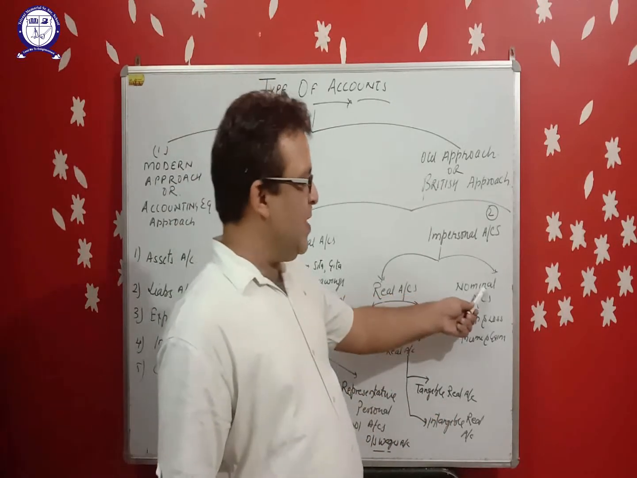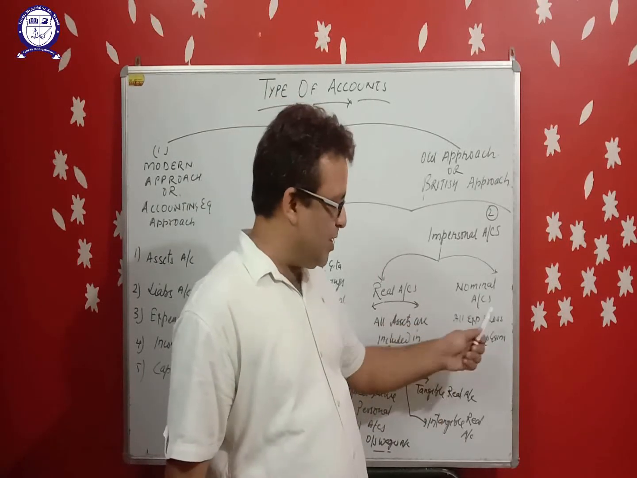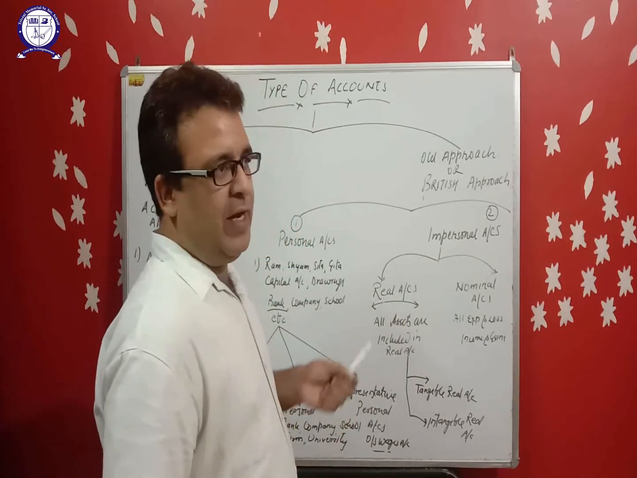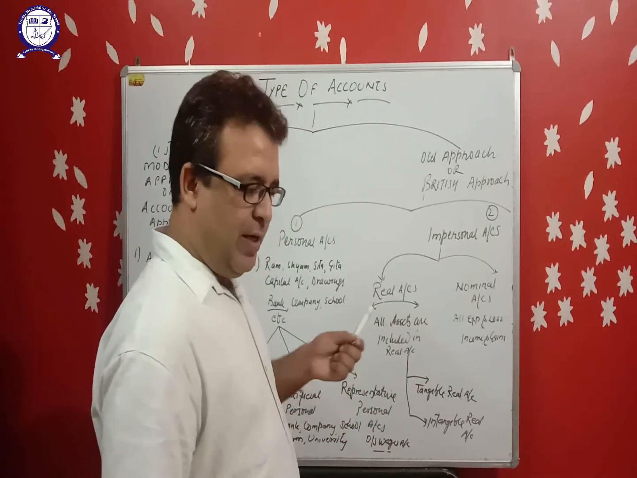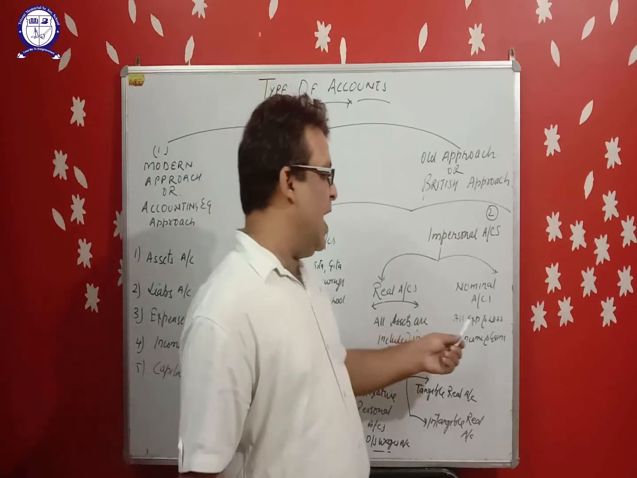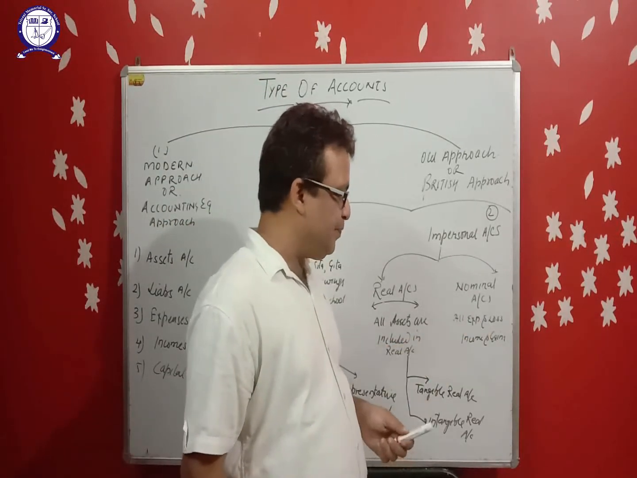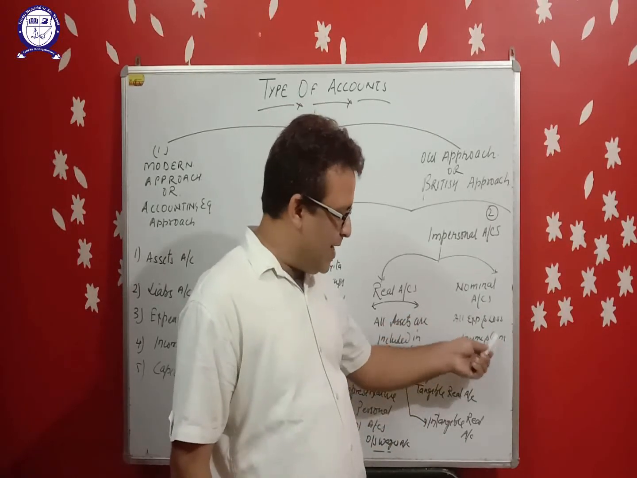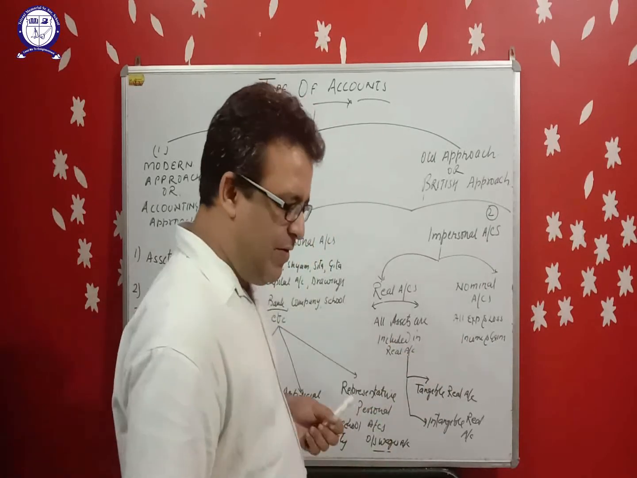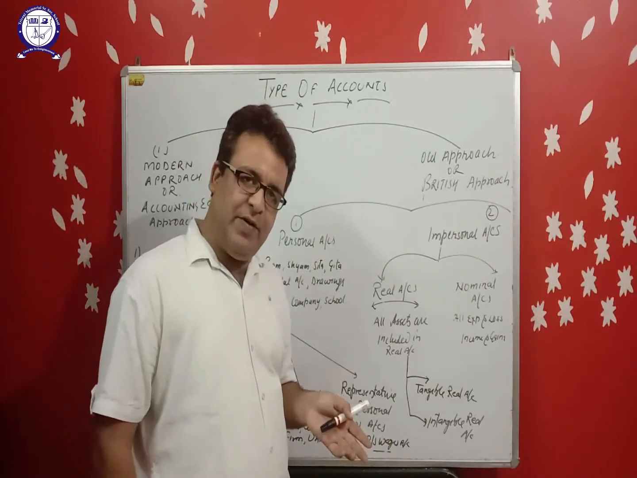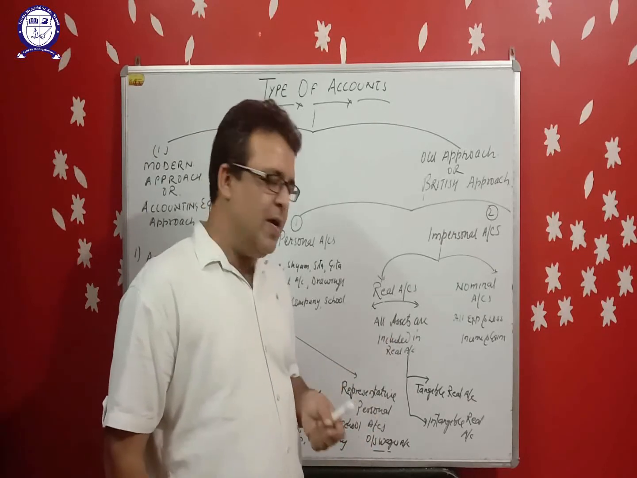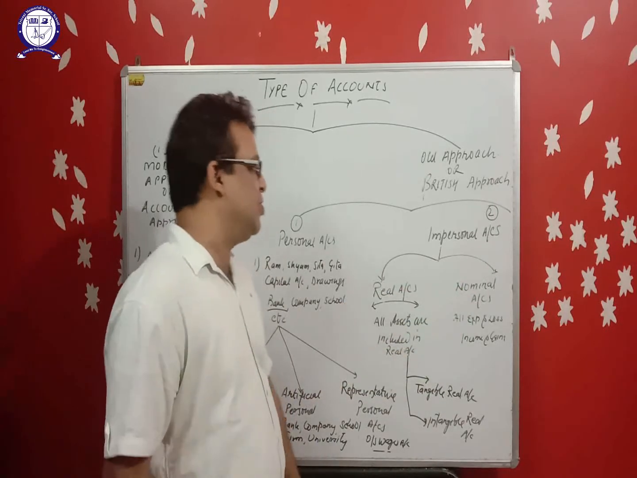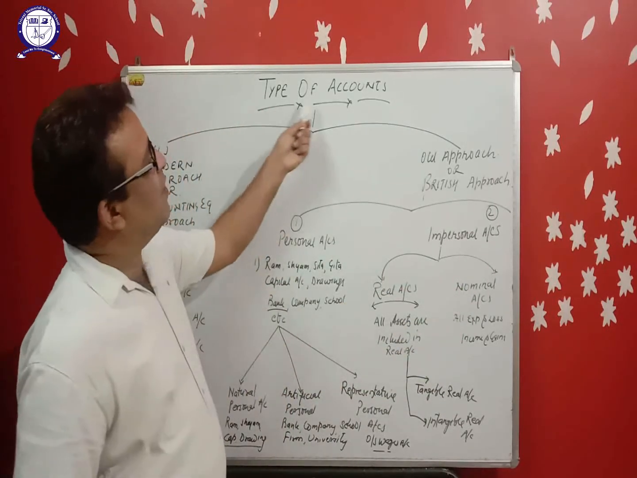Now, what about nominal accounts? All expenses and losses. Wages, salary paid, rent paid, interest paid, discount allowed, depreciation, bad debts are some examples of expenses and losses. These accounts are included in nominal accounts. All income and gains, for example, rent received, interest received, dividend received, bad debts recovered are some examples of income and gains. These are included in nominal accounts. So this is the point of type of accounts.